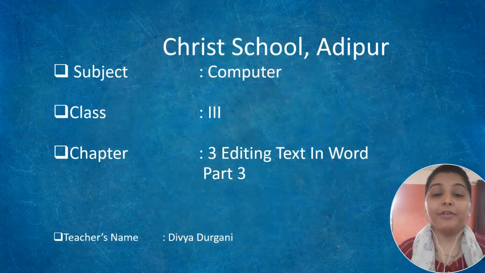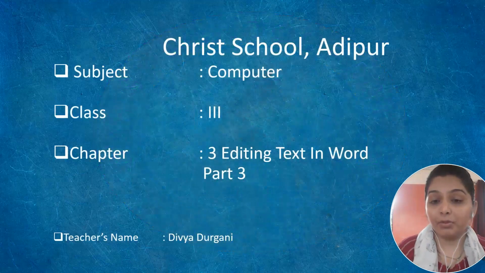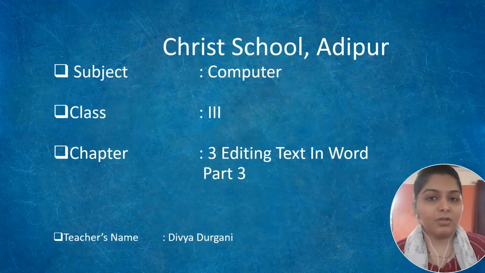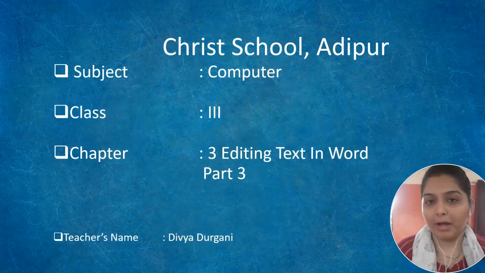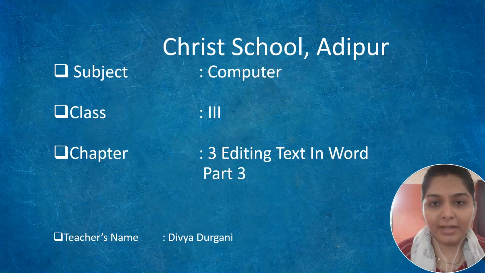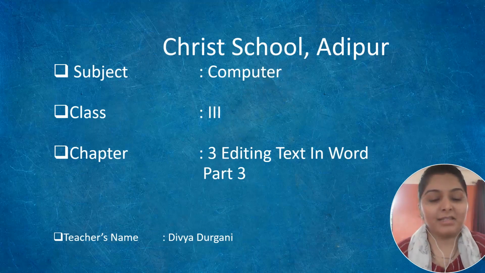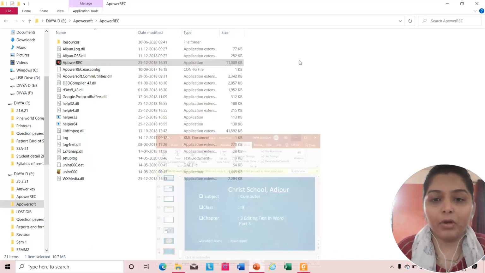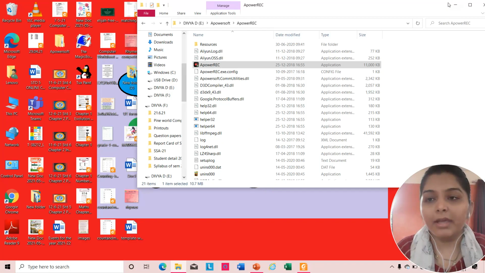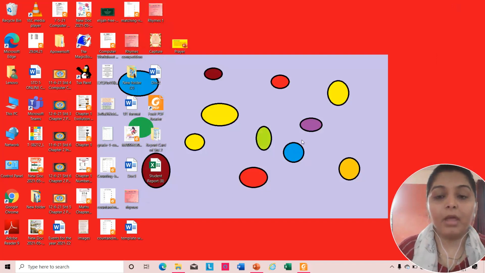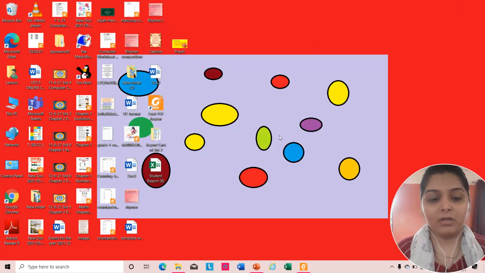Dear children, we were studying your chapter number 3, that is editing text in Word. Today we are going to move to part 3 of this chapter. So, all of you are ready? Yes. So, we will revise quickly. Okay, dear kids? Now just pay attention to the screen. The first screen which you will see here is your desktop.